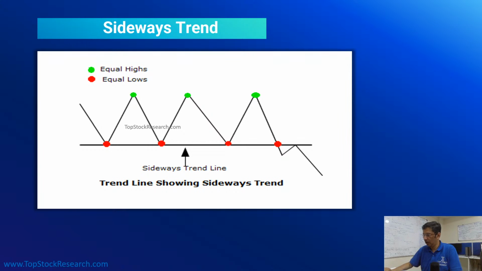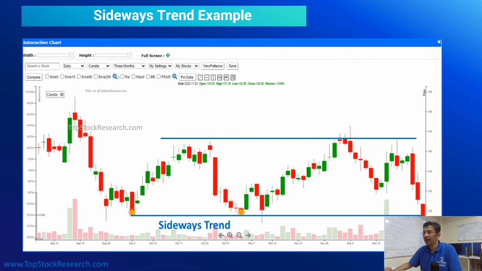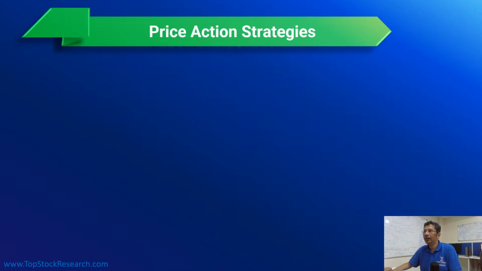Okay, so these were all the trend lines that we covered. There are a lot of examples that we covered. Now, having understood the support, resistance, breakout, breakdown, trend line, trends, all the key aspects, now we go into some of the price action strategies.